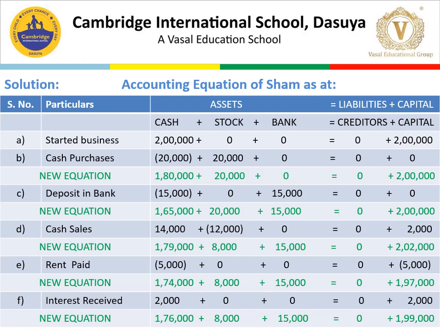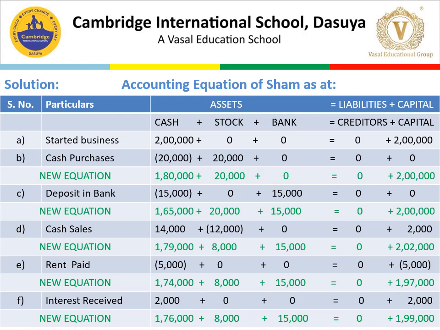Rent paid. Rent is an expense deducted from cash and capital, 5,000 each. The new equation would be cash 1,74,000, stock 8,000, bank as it is 15,000, creditors no effect, and the capital would become 1,97,000. Then interest received is an income.